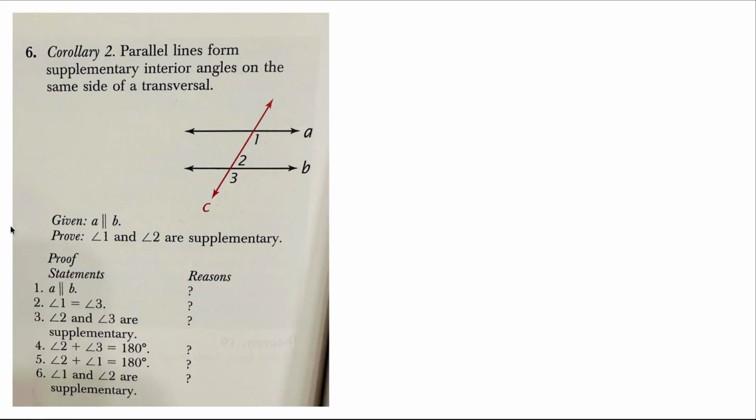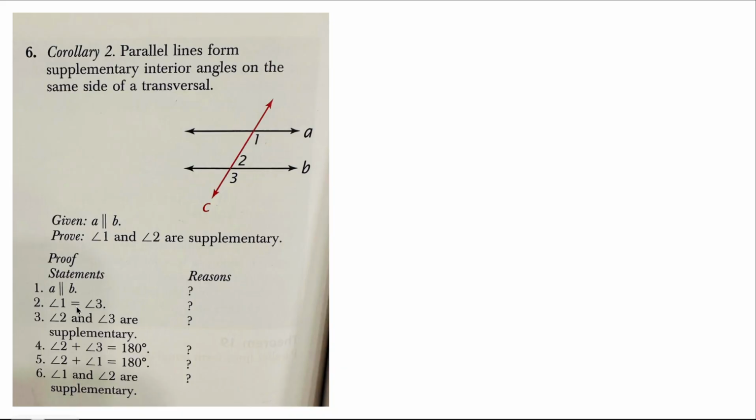So let's go over it. Given lines A and B are parallel, we need to prove that angle 1 and angle 2 are supplementary. That means they add to 180 degrees. How are we going to prove it? Let's go through these reasons. So number 1, A is parallel to B. This is our given.